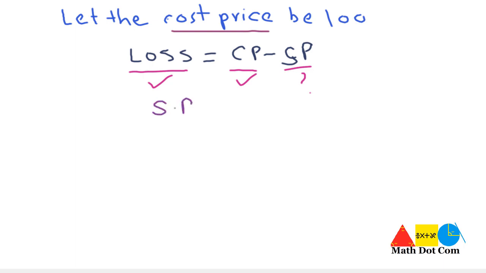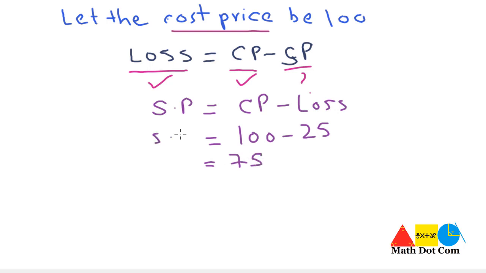So the sale price comes out to be cost price minus loss. Cost price is 100 and the loss is 25. That was 25%. 25% was the loss percent. So when we take the cost price as 100, then 25% of 100 is 25. So the loss is 25 here. That's why we have put this value here. So 100 minus 25 is 75. So we have the sale price equal to 75.